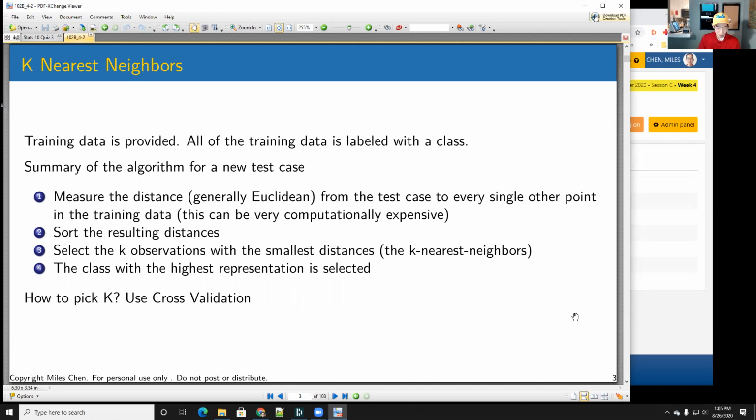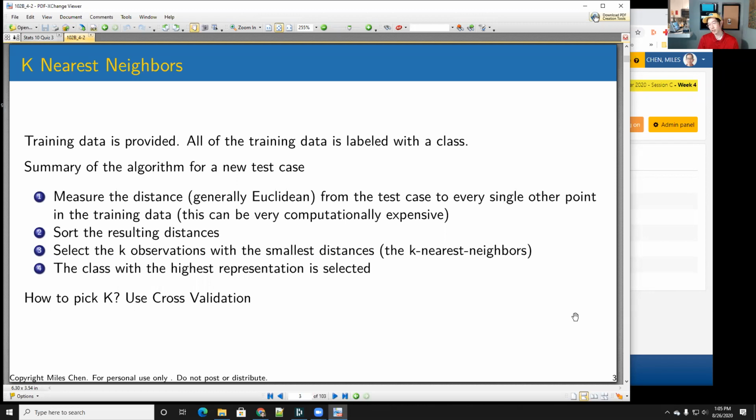And then what happens is when you get a new test case, what you have to do is measure the distance from that case to every single other point in the training data, okay? We often use Euclidean distance to measure the distance to every single other case.